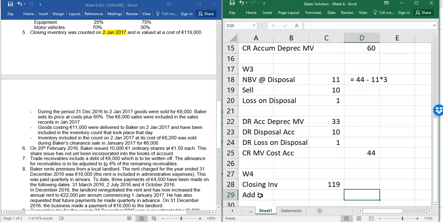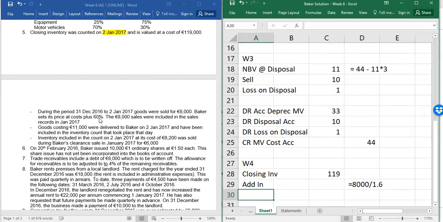Now be careful, we don't value inventory at their sales price. We value inventory at cost. So if it was sold for 8,000, that is 160% of cost, because you're adding on 60% when you're charging your price. So the cost of that inventory is 8,000 divided by 1.6, which is 5. Right? Because remember, we're dropping the last 3 zeros. So that's a tricky one.